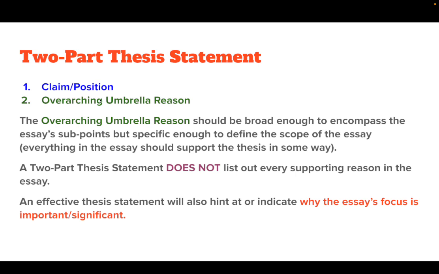Now, in the following examples, I color-coded the different components so that we could see. So the claim is blue, the overarching umbrella reason is this green color, and then the essay's significance, or why the thesis is important, is kind of this orange color. So keep that in mind. We'll show you how it works out.